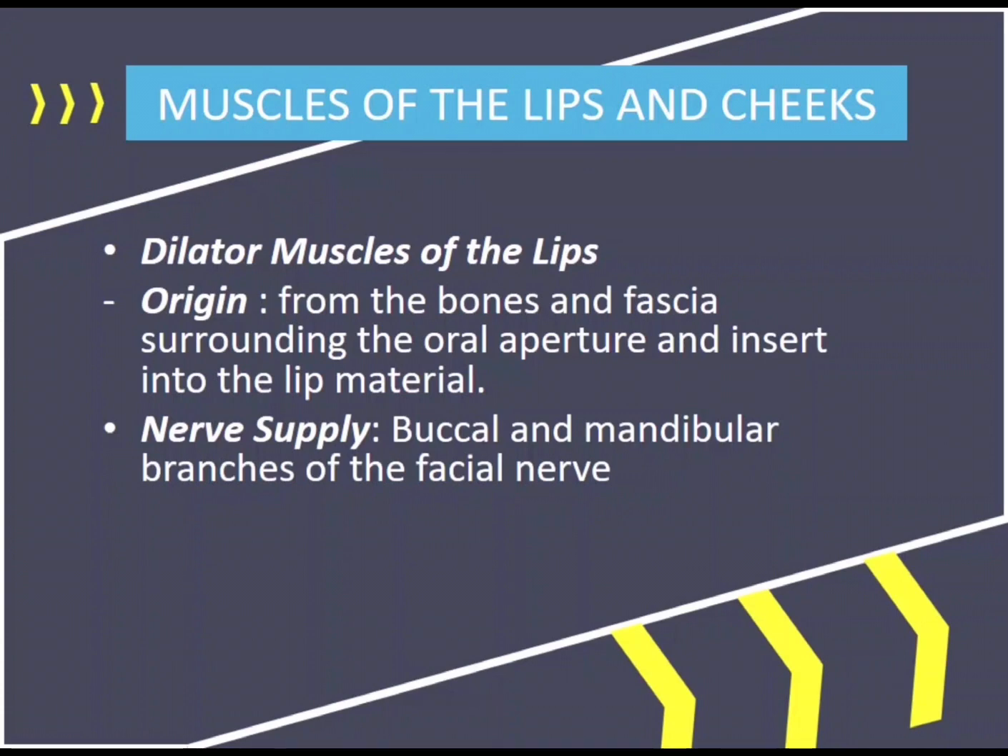Next is the nerve supply. Buccal and mandibular branches of the facial nerve. The first two muscles discussed were specifically about the muscles of the lips, and this one tackles the muscle of the cheek, the buccinator.